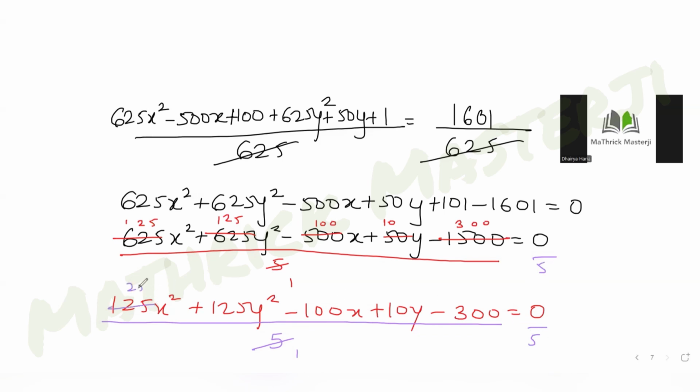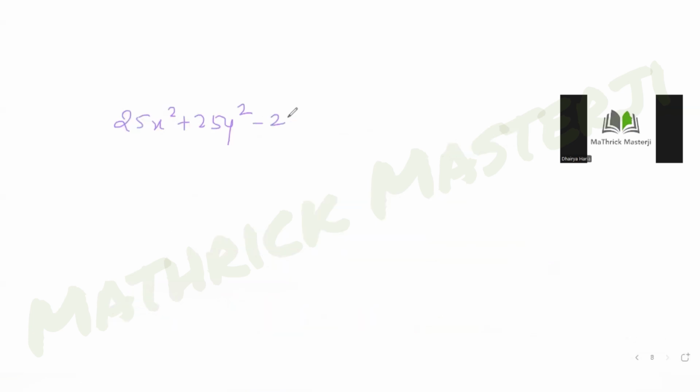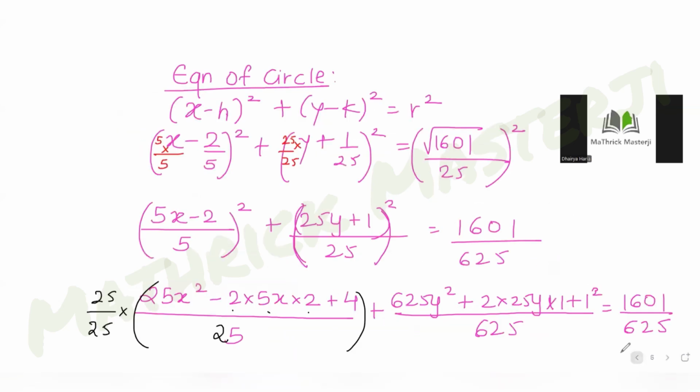So 5 25s are 25, 5 2s are 2, and 5 6s are 30, and 0. So you get basically 25x square plus 25y square minus 20x plus 2y, sorry, not 20y, minus 60 equals 0. So you're getting minus 60 as your constant term with the coefficients 25x squared and 25y squared.